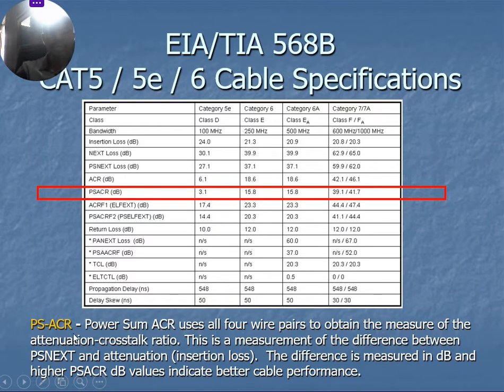ACR, which is the attenuation to crosstalk ratio, the power sum attenuation to crosstalk ratio. So in order to find this, you just find the difference between the PS NEXT and the attenuation. Then you get a new value, which is called the PS ACR. This difference is measured in decibel, and remember all these power ratios are measured in decibel, okay? And the higher the PS ACR, that's the power sum attenuation to crosstalk ratio, the higher the value in decibel, then the better the performance of the cable.